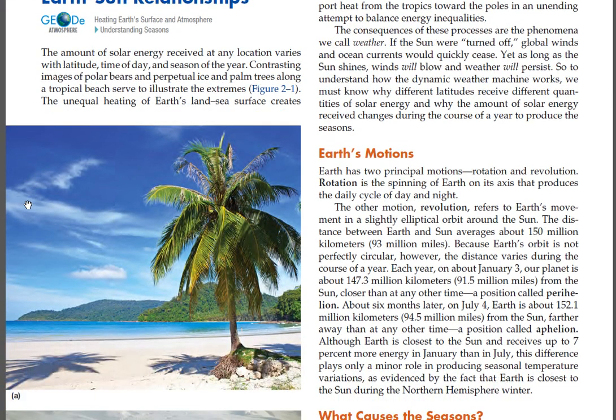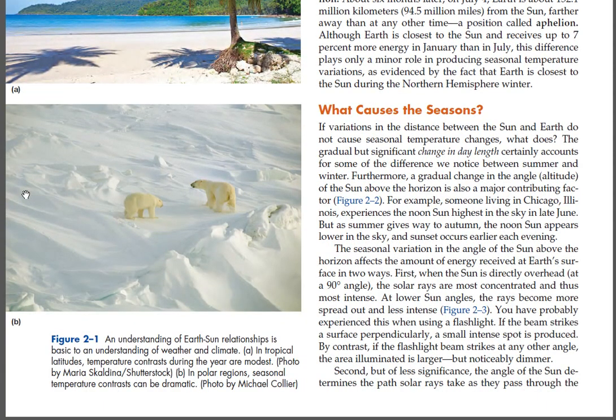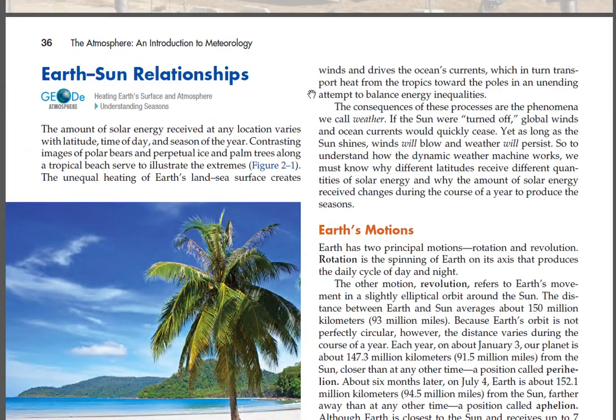Figure 2.1. The unequal heating of Earth's land-sea surface creates winds and drives the ocean's currents, which in turn transport heat from the tropics toward the poles in an unending attempt to balance energy inequalities. The consequences of these processes are the phenomena we call weather. If the sun were turned off, global winds and ocean currents would quickly cease. Yet as long as the sun shines, winds will blow and weather will persist.